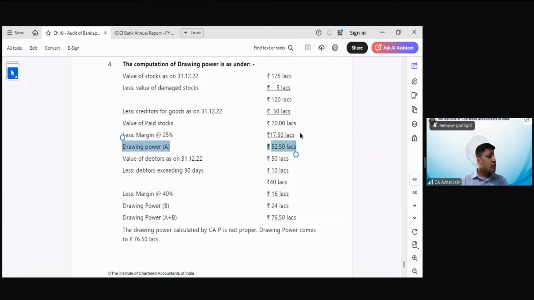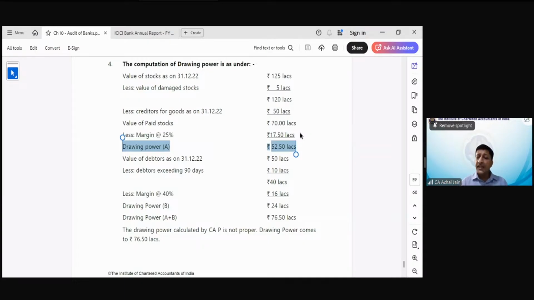Next is the debtors. The question says debtors should be only those up to 90 days. So do you have the value of debtors up to 90 days? No. But you have the value of total debtors and debtors greater than 90 days. So from the total, what do you need to do? Debtors exceeding 90 days, you need to exclude. Correct? So what do you get? 40 lakhs. Further, on the debtors balance, once again, you need to keep a margin of 40%. If you keep that margin of 40%, what do you get? 24 lakhs.